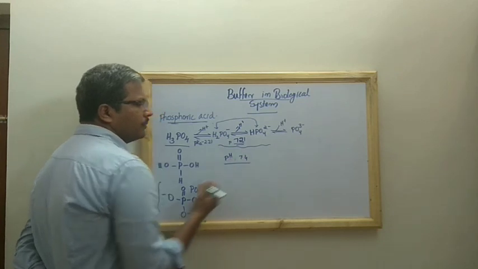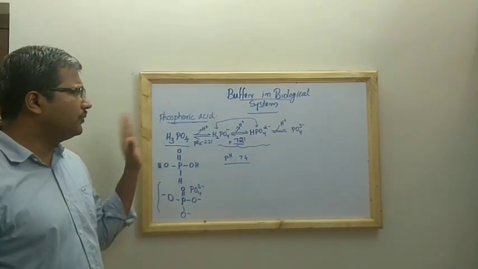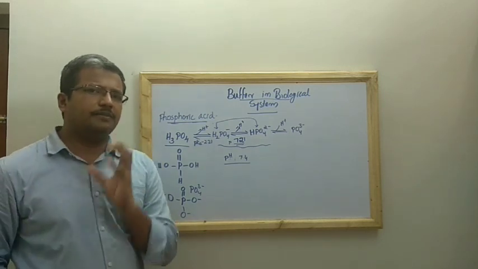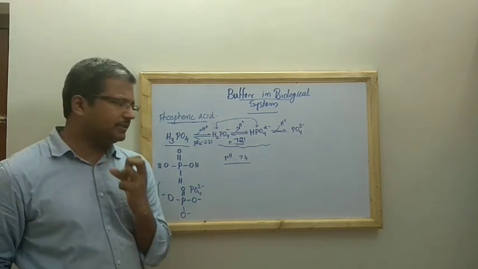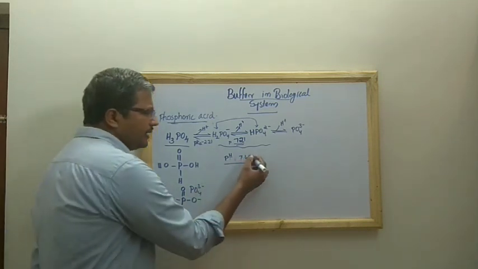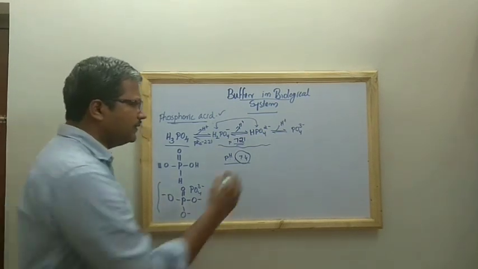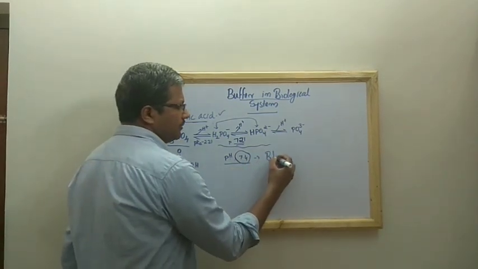we can just say a pH of 7.4. You may get a multiple choice question like: the phosphoric acid plays its maximum role at which pH? It will be 7.4. At pH 7.4, phosphoric acid plays its best role. We can see that it's a good buffer in blood.